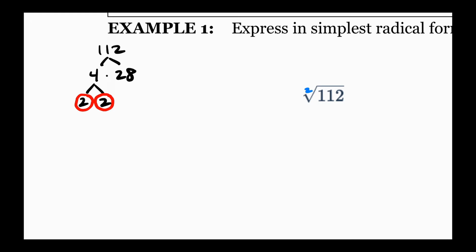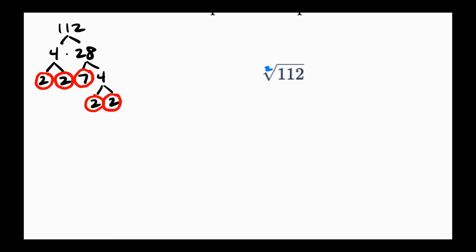28, though, we can still go. 28 is 7 times 4. And then 7 doesn't break down, so I'm going to circle 7 because it's just 7 times 1. 4 breaks down again to 2 times 2. Circle the 2s. It's important to circle them because you're going to rewrite. Now what I'm going to do over here with 112 is rewrite it with those circled red numbers. So instead of 112, this is what I'm going to do.